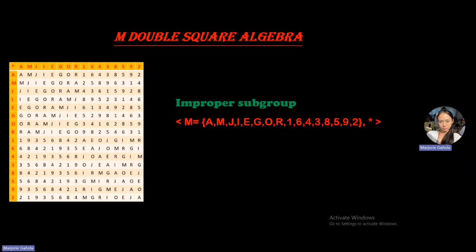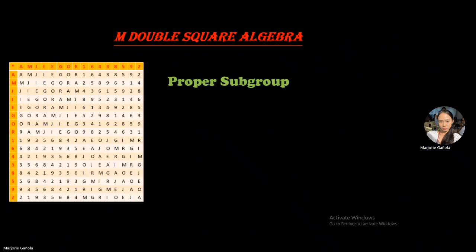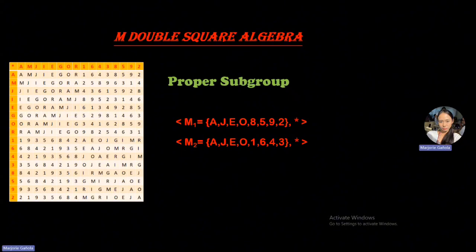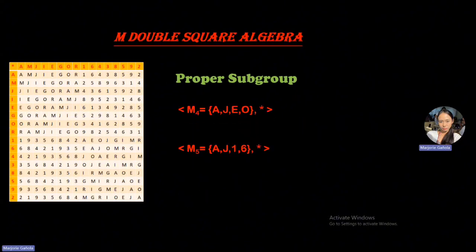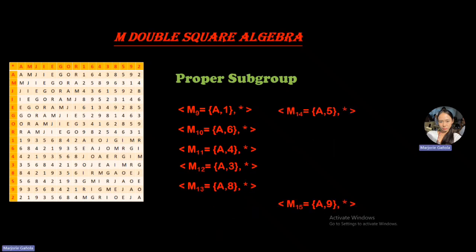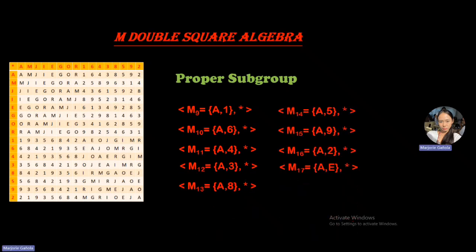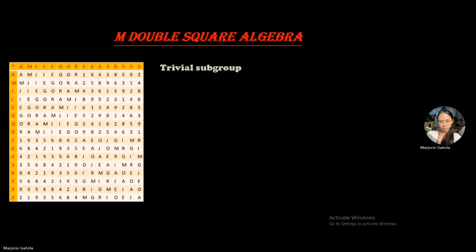So here's our improper subgroup. As you can see, it only consists of itself, or the group itself, and our proper subgroups. Actually, we have 17 of them, and here they are. And later on, we're going to verify if these subgroups satisfy the condition of being a subgroup. Lastly, we have this trivial subgroup. As you can see, it only consists of the identity element, as I've said earlier.